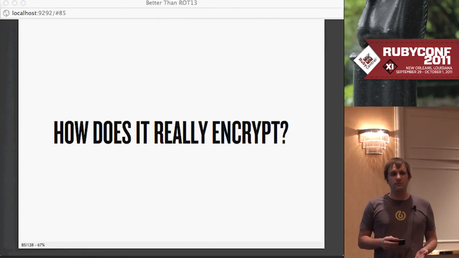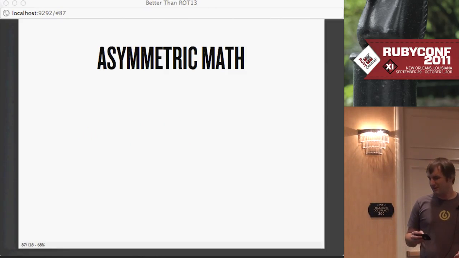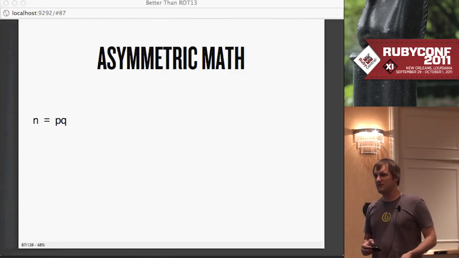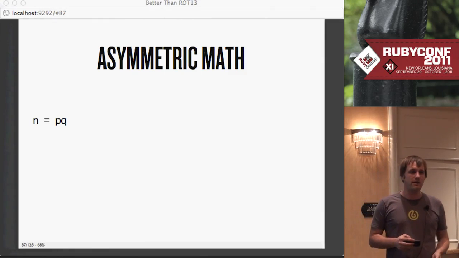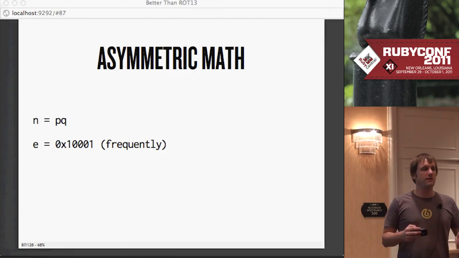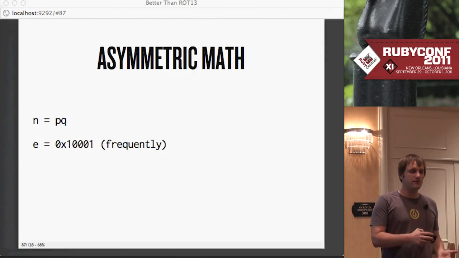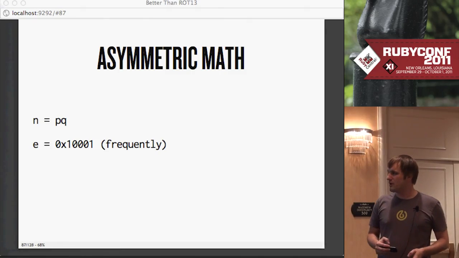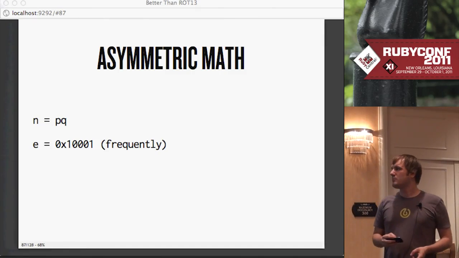And how it really encrypts is crazy messed up math. So what you do is you determine P and Q. These need to be prime numbers. Multiply them together to get N. N is called a modulus. Just pick an encryption exponent, have it fairly small, and have it have a low Hamming weight. 10001 in hex is often chosen. Also 3 is chosen sometimes.